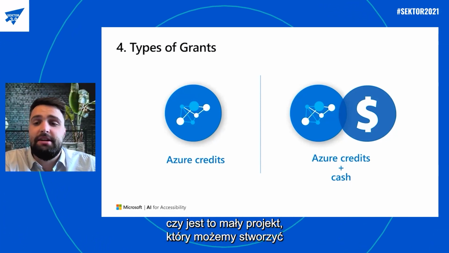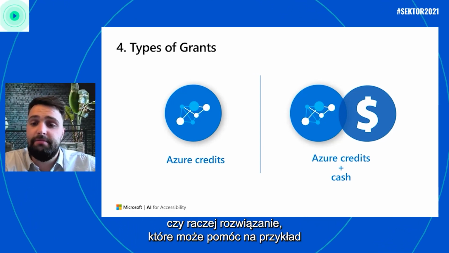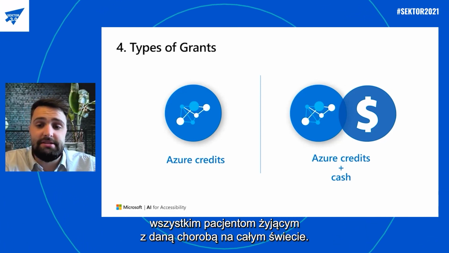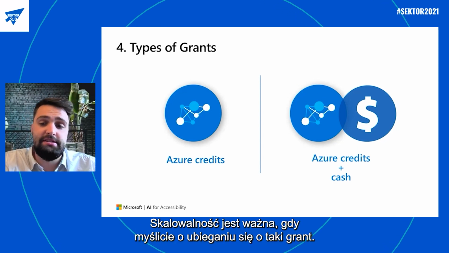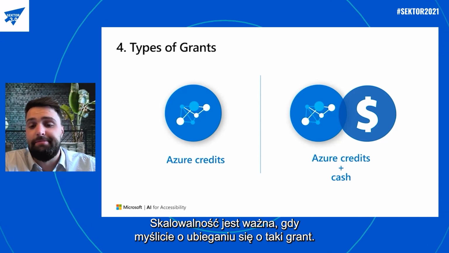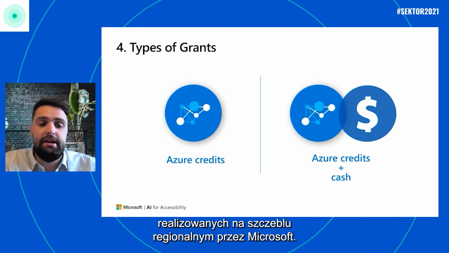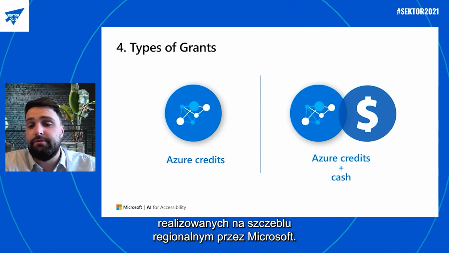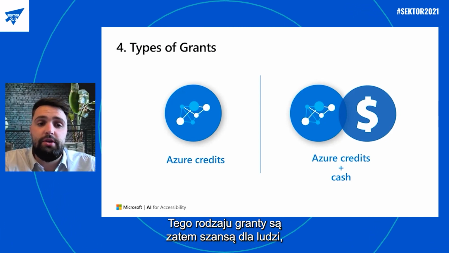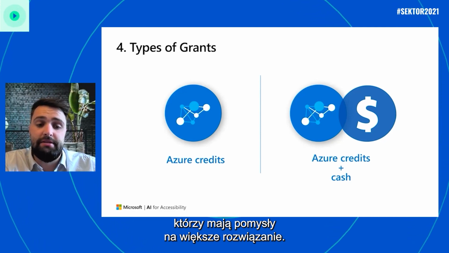Is this a small thing that we can create for a group and test out? Or could it be something that could help, for example, everyone in the world diagnosed with the same diagnosis? So scalability is important to think about if we're going for Azure credits plus cash. These are usually also signature projects that we do regionally throughout Microsoft. So this is an opportunity if you have an idea with a greater scope, then you can also apply for this.